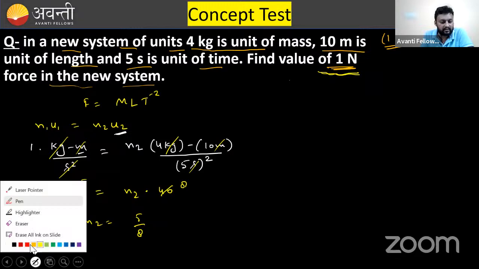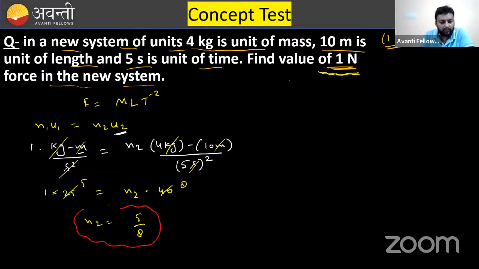Is it clear? N2 is what? 5 by 8. That means 1 Newton force in this particular system is 5 by 8. And we don't know the name of the unit. So I am not saying 5 by 8 units, because we don't know the name of the particular unit. So N2 is 5 by 8. You can simplify it in terms of decimals. You can write it whatever you want. But is this question clear to you? If it is clear, only then I will move to the next question. This question is important for both JEE and NEET.